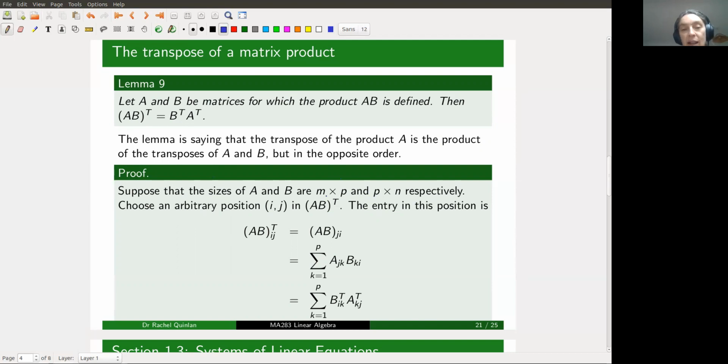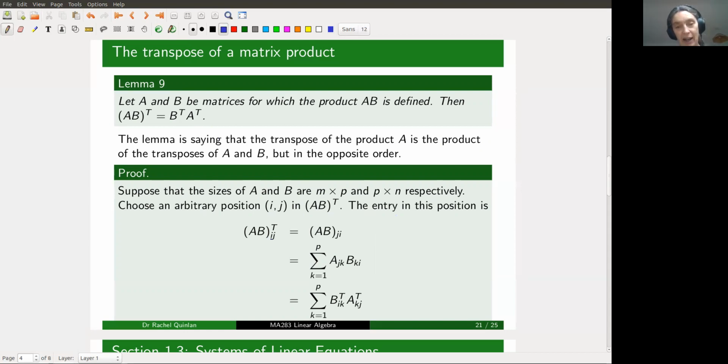Apart from that, the number of rows of A is m and the number of columns of B is n, and we're not assuming that m and n are the same, although they might happen to be the same. Okay, so if we choose a position ij and look at the entry in the ij position of the transpose of AB, we want to show that that's the same as the entry in the ij position of the product B transpose A transpose, which we know is the scalar product of row i of B transpose with column j of A transpose. So let's see.